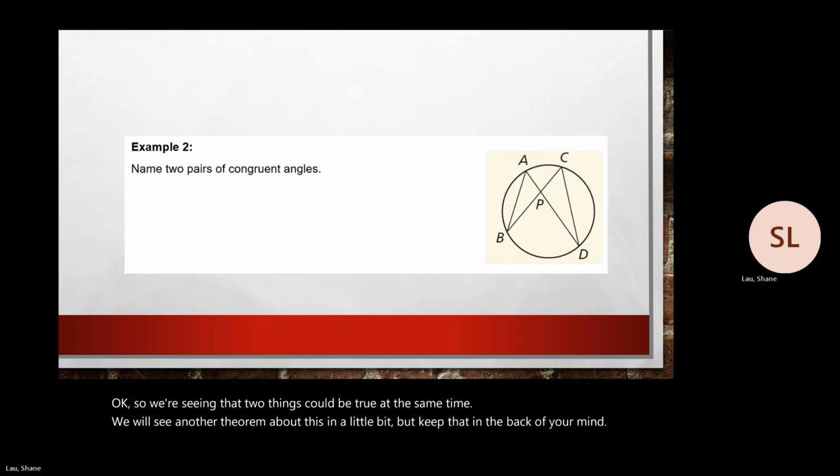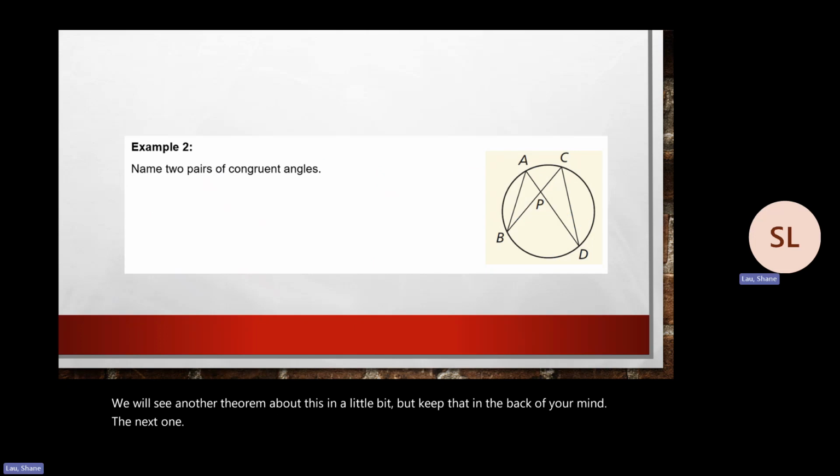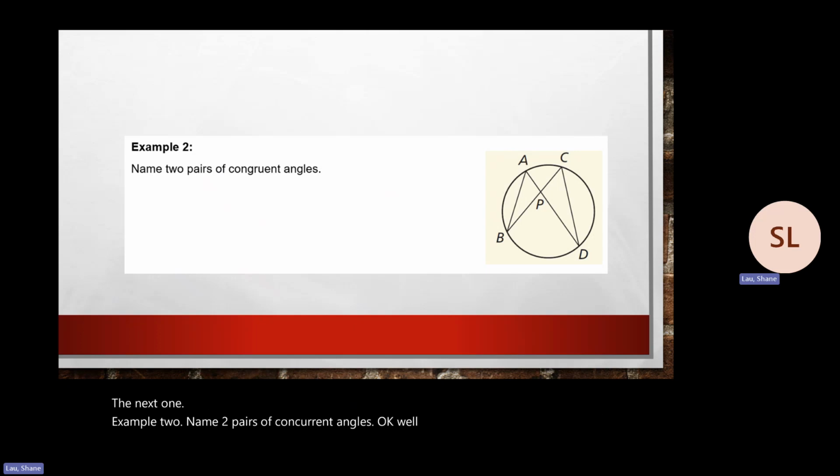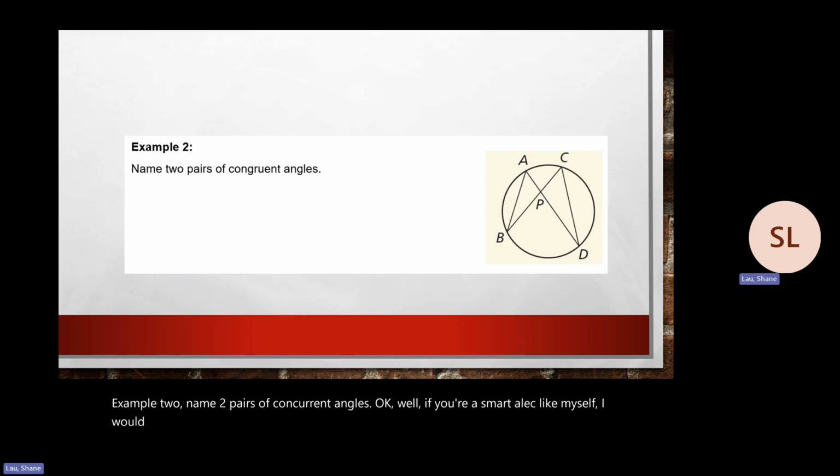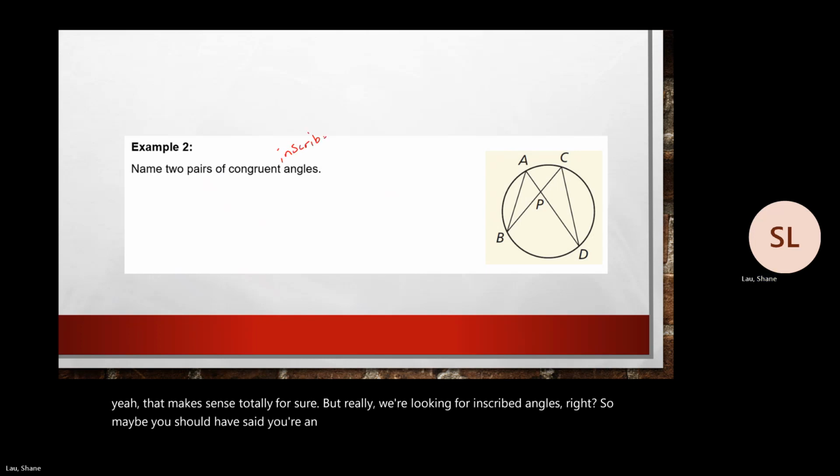The next one. Example 2, name two pairs of congruent angles. Well, if you're a smart aleck like myself, I would say angle APB and angle CPD because those are vertical angles, or BPD and APC. Like, yeah, that makes sense, totally, for sure. But really, we're looking for inscribed angles, right? So maybe you should have said inscribed angles, just to be very clear what kind of angles we're looking for.